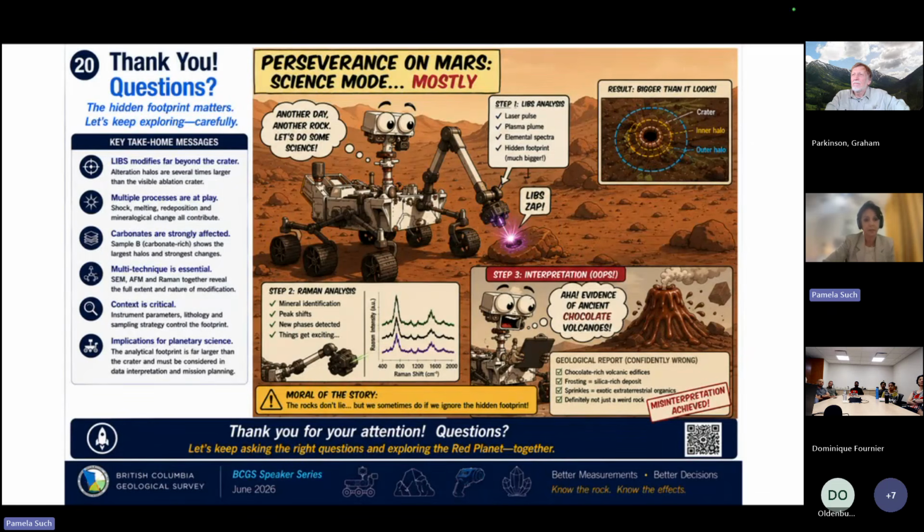Carbonate is strongly affected, especially in sample B, we saw this. Multi-technique is essential during exploration in planetary or on Earth. Context is critical as well. Instrument parameters like lithology and sampling strategy control the footprint. An implication for planetary science: the analytical footprint is far larger than the crater and must be considered in data interpretation and mission planning.